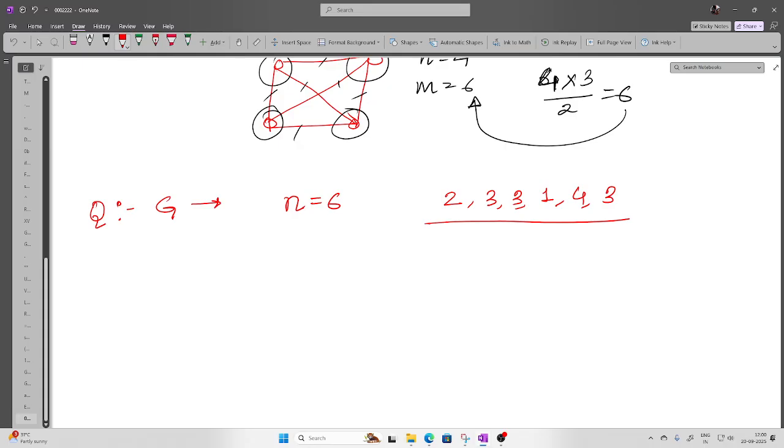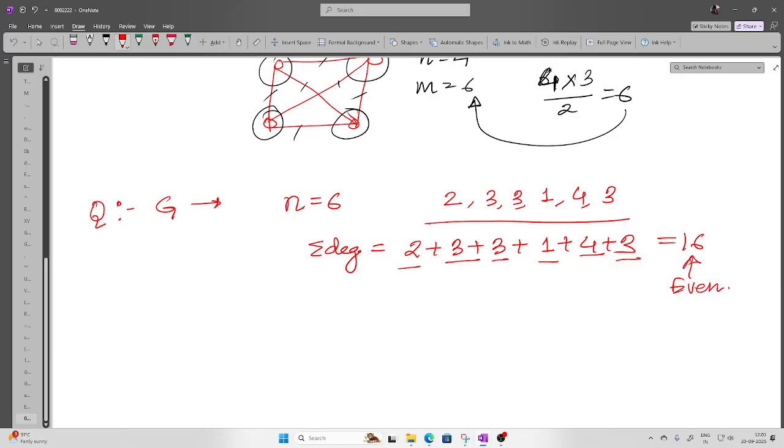Okay, so we can do many things, but let us try to understand from the point of view of what we have learned so far. So let us start with the total degree. Total degree will be equal to 2 plus 3 plus 3 plus 1 plus 4 plus 3. So 3 plus 3 is 6, plus 4 is 10, plus 4 is 14, plus 2 is 16. And this is even. So it seems to be possible.